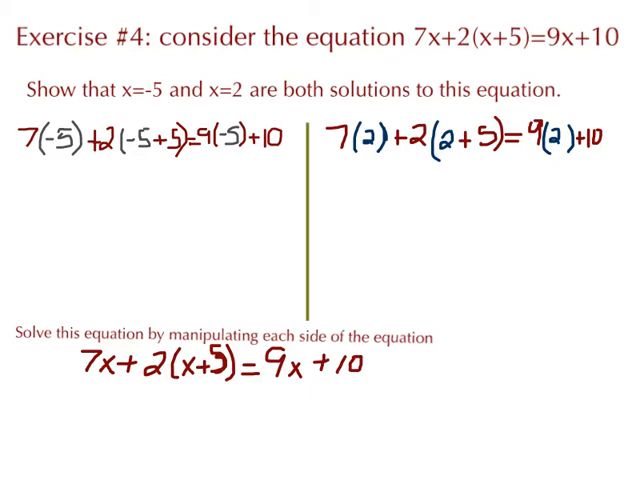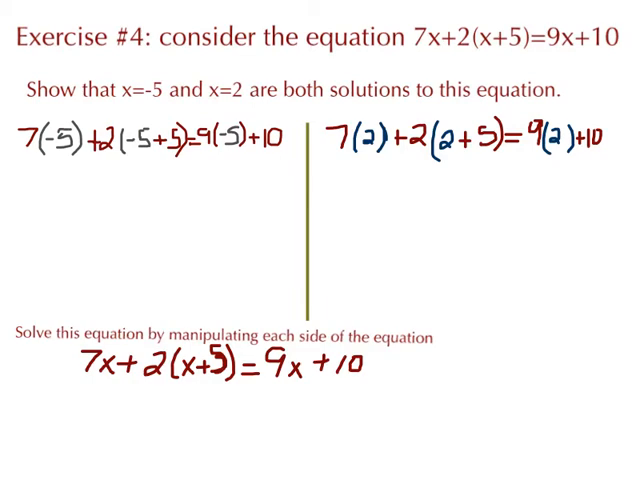Exercise number 4. Consider the following equation. What I want you to do is show that x equals -5 and x equals 2 are both solutions to this equation. So I've taken the time already to plug in the numbers. I took the -5 and plugged it in every time I saw x. So all I have to do is the math. And we can do that together. If you want to hit pause and do it and then check your answer, that's just fine as well.